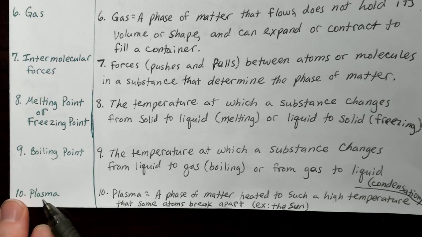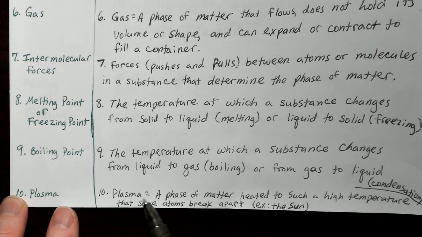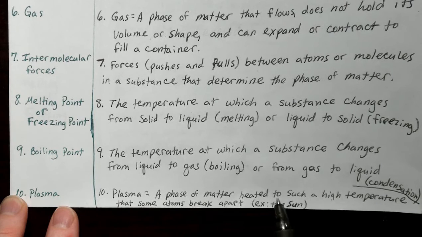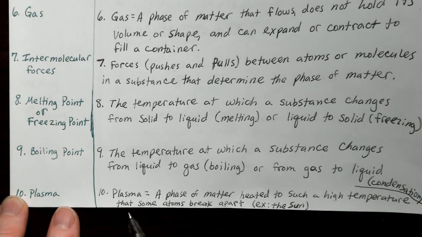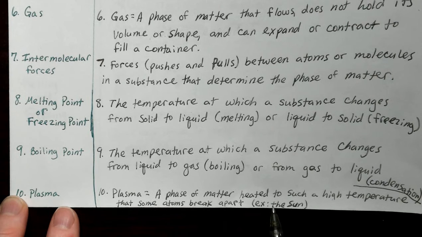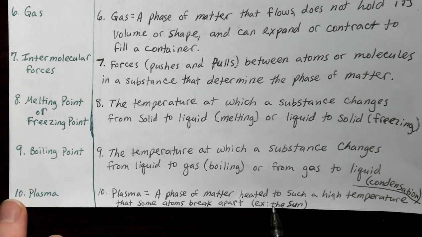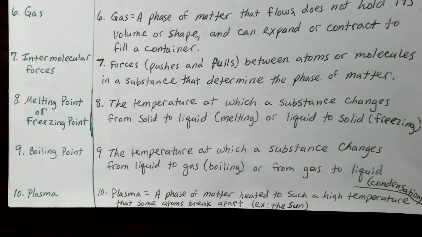And last definition, number 10, plasma. Plasma is a phase of matter heated to such a high temperature that some atoms break apart. An example of that is the sun or any of the stars. There are a lot of stars in the universe and nebulas and all sorts of things like that. Plasma is actually the most common state of matter in the entire universe. On Earth, not so much, but in the whole wide universe, plasma is the most common.